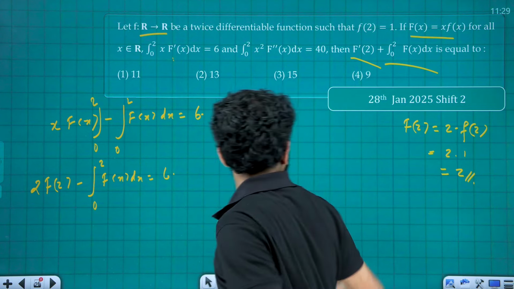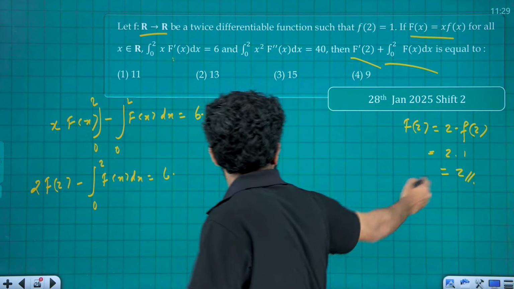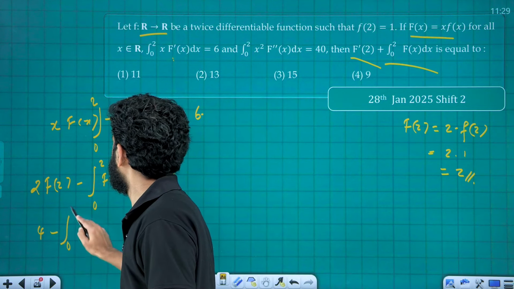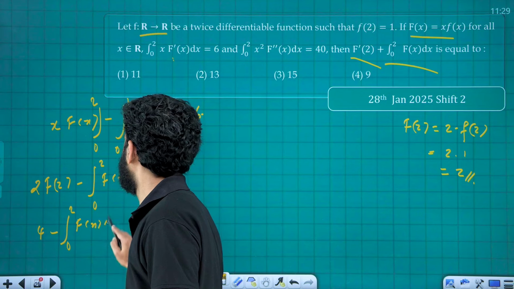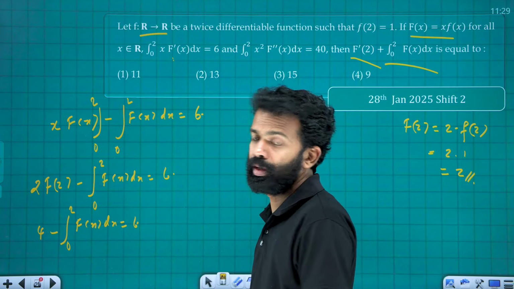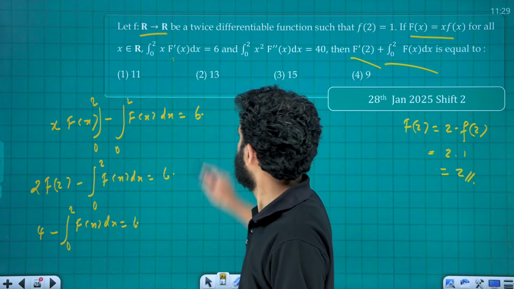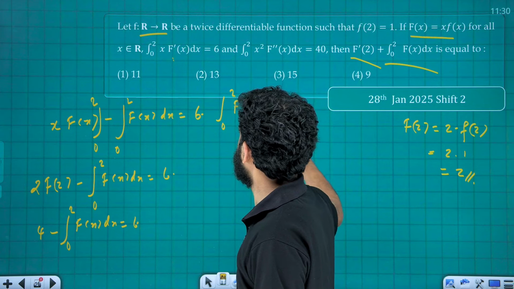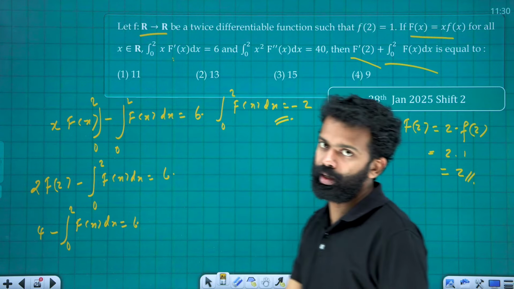And we can move here. Therefore substitute 2 over here, we will get 2 into 2, that is 4, minus the integral from 0 to 2 of f of x dx is equal to 6. Therefore the integral from 0 to 2 of f of x dx will be equal to minus 2, right? That is the integral from 0 to 2 of f of x dx is equal to minus 2. Hope you got the idea here.